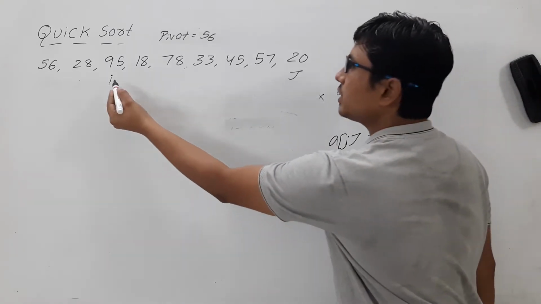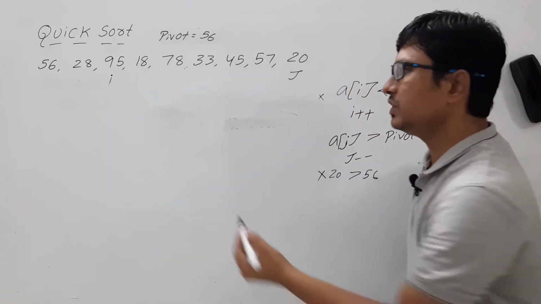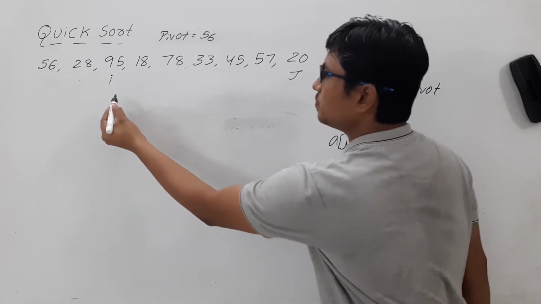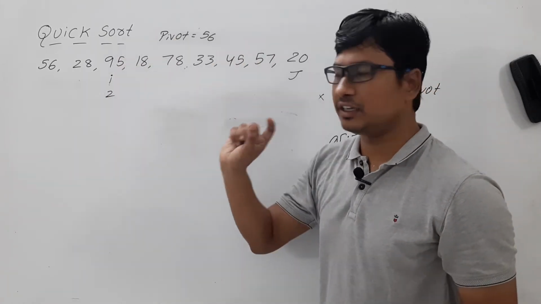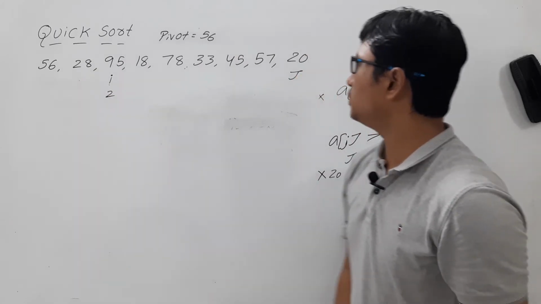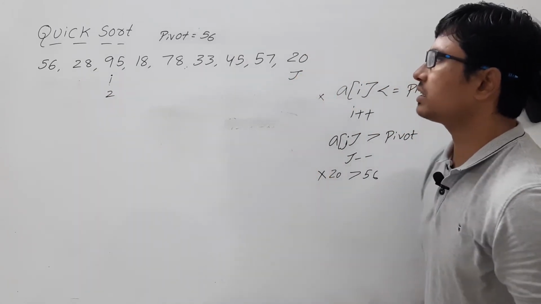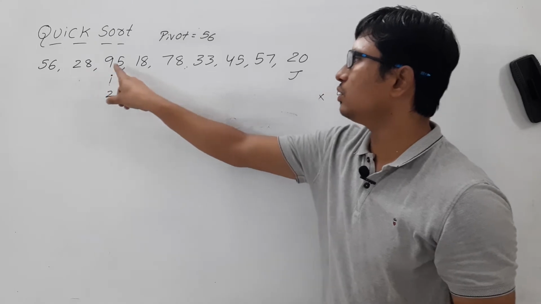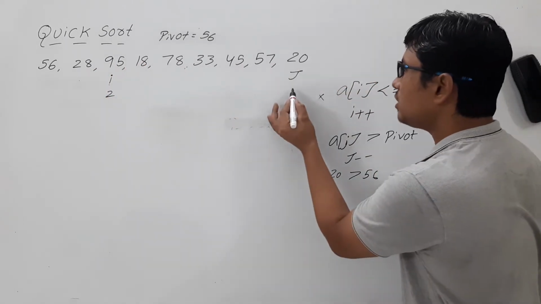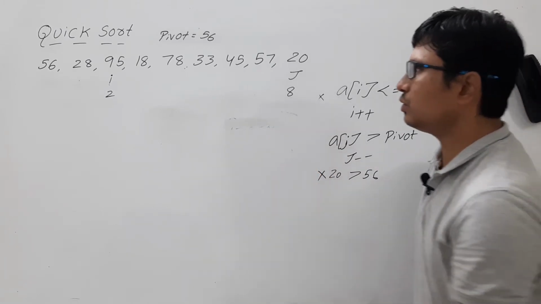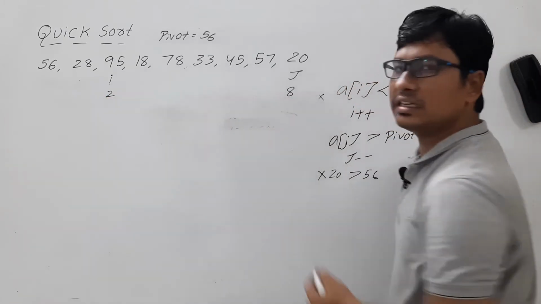Now you need to look at what the I value is. Currently the I value is 2. Are you able to understand? A of I is 95 but the I value is 2, and what is the j value? Size minus 1: 0, 1, 2, 3, 4, 5, 6, 7, 8. So the j value is still 8 only. So I is less than j.